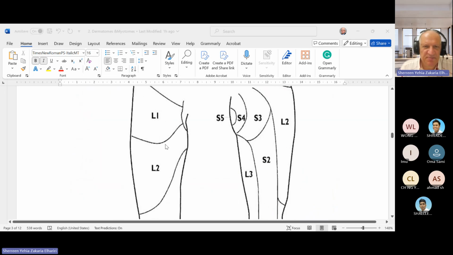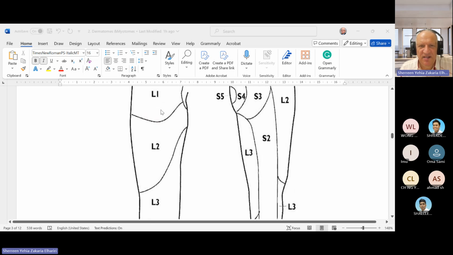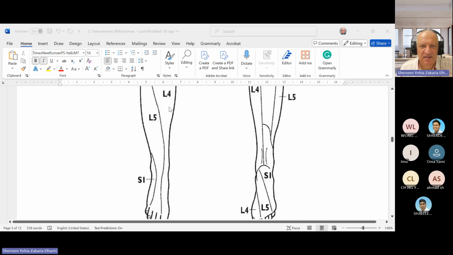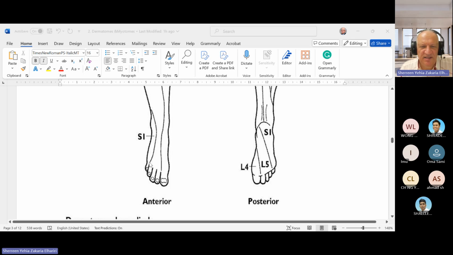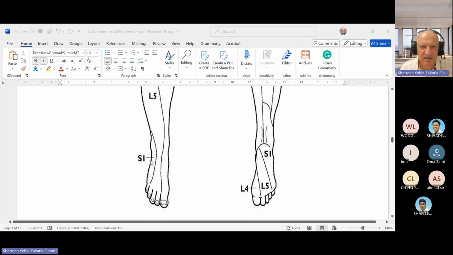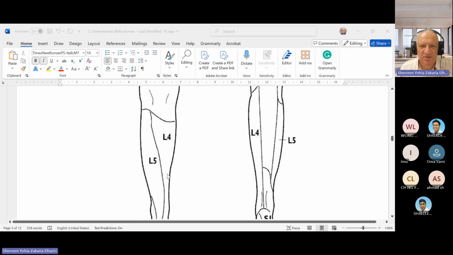The lower limb is big, but you can start with L1, L2, L3 in the thigh. Of course, this area at the patella is related to L3. After that, L4, 5, and S1. So you can see here, the little toe is S1, and L4 is the big toe. So it is important: S1 and L4. Just remember the big toe and the little toe. So little toe S1, big toe L4.